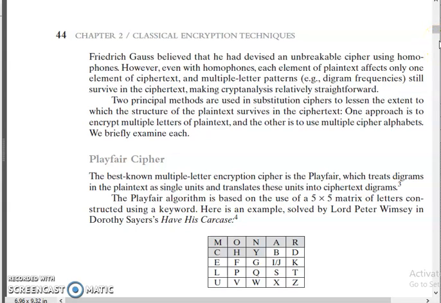I will explain the next concept, the Playfair cipher, in my next class.